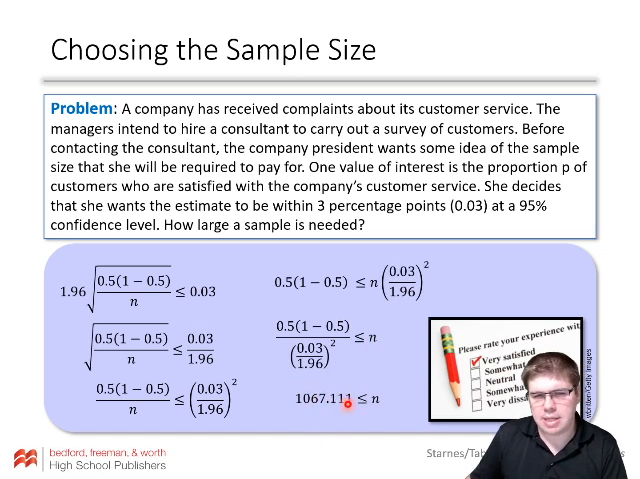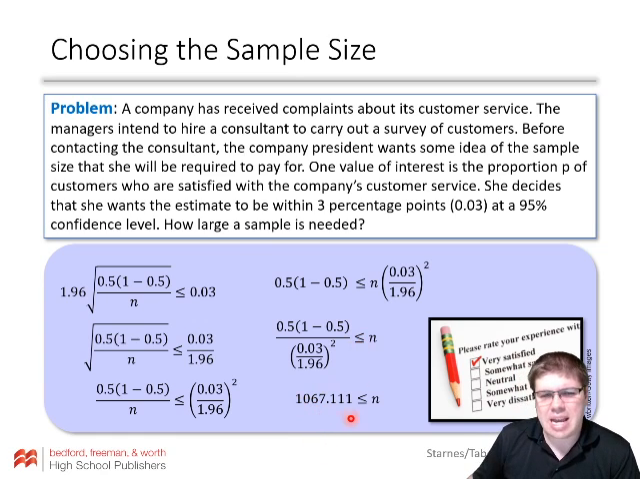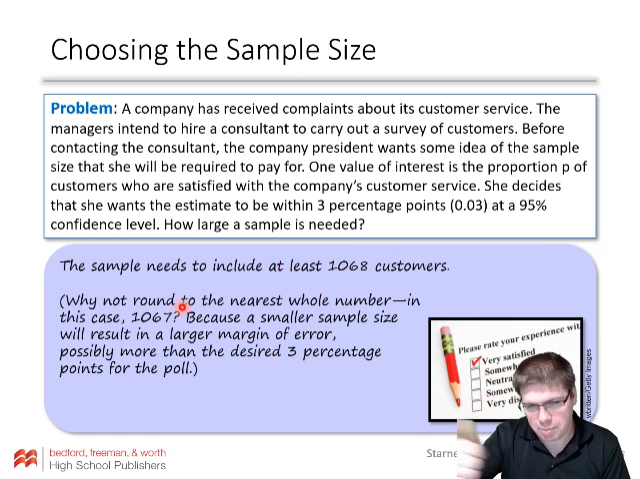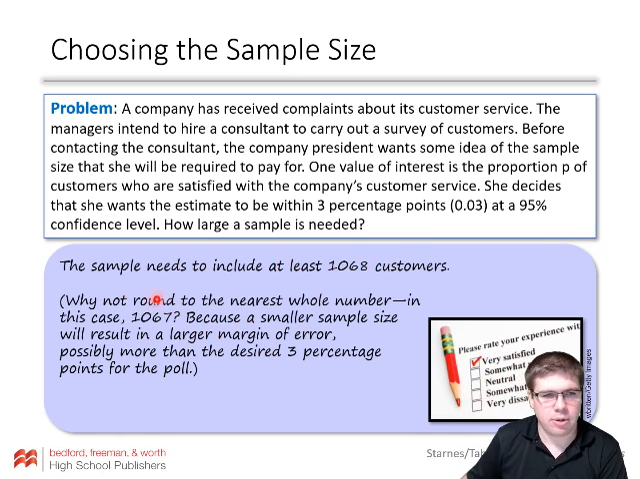However, it might not make sense for a sample size like that. This is one of those cases where we do want to go up to the next whole number. So we would need a sample size of at least 1068. We don't just round down. To be certain, we always want to go above that number so that our margin of error is definitely small enough.